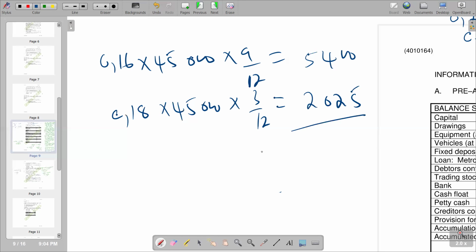So we add the two to get the total interest on loan. We are now adding 5,400 and 2,025, and obviously we are going to get 7,425, which is our total interest on loan. So basically, we are saying the interest on loan in brackets, we are going to show a calculation of 5,400, and then 2,025. So we go there and make that adjustment.